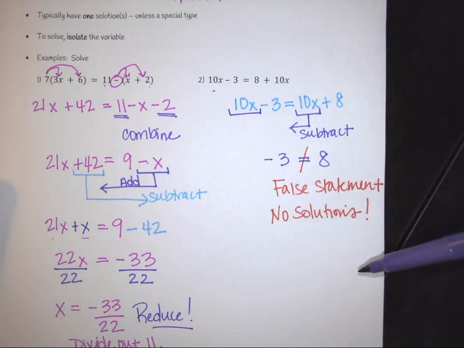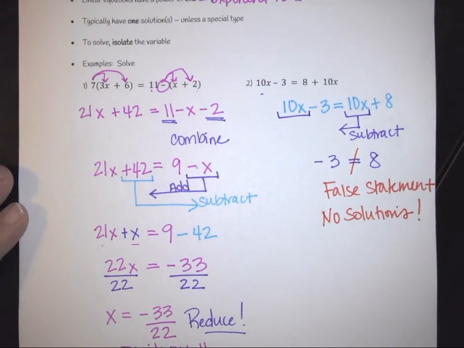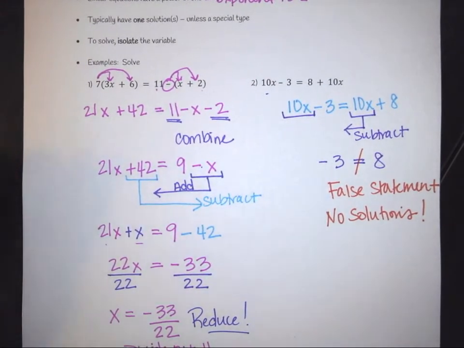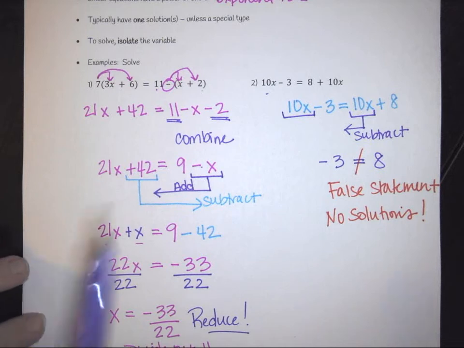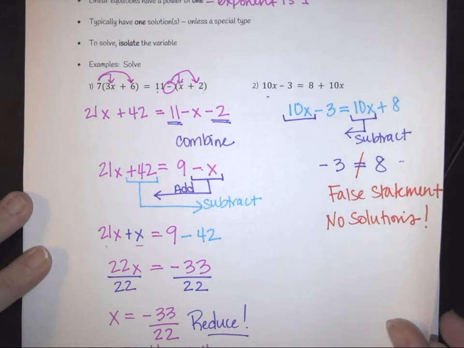This is an example of that special type that I was talking about a few minutes ago, in that most of your equations will be like this first example and have one solution, but some of them are this special case and have no solution at all.